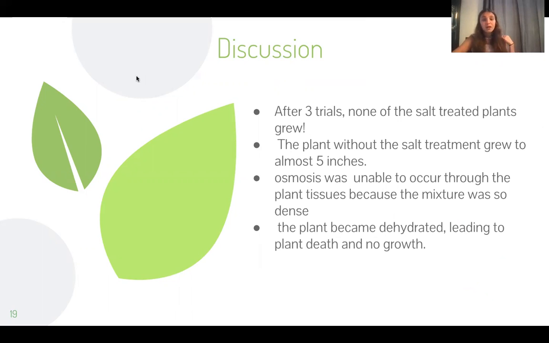Osmosis was unable to occur through the plant tissues because the mixture that the plant was given was so dense that it couldn't even fit through the tissues. That caused the plant to become dehydrated, not able to take in any water or oxygen, leading to plant death and no growth at all.